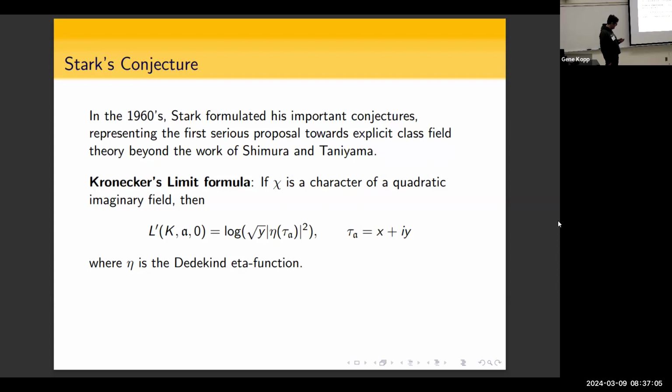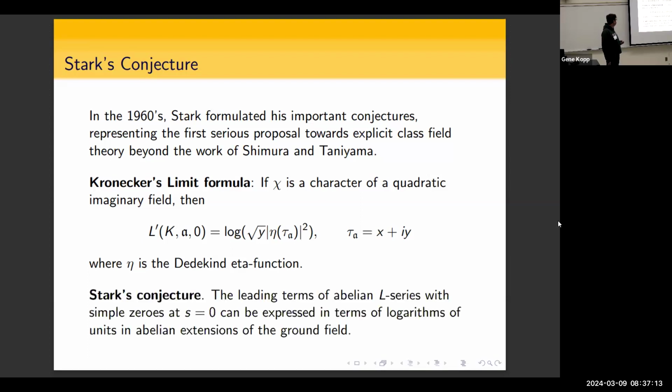So here eta is the Dedekind eta function, which is a modular function, and so it's kind of in the same category of objects as a J function, modular form, I should say.